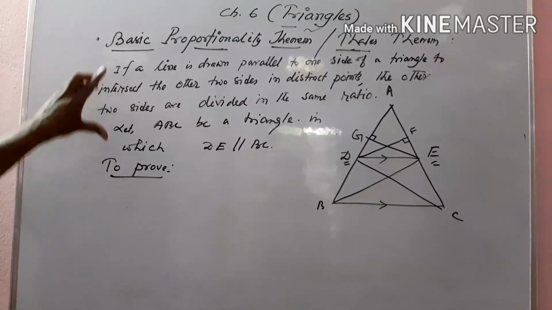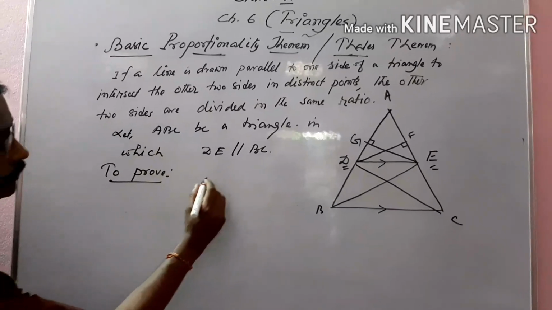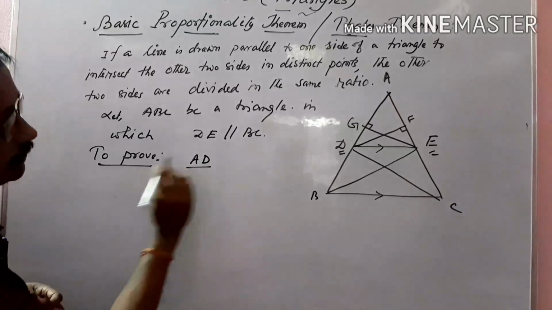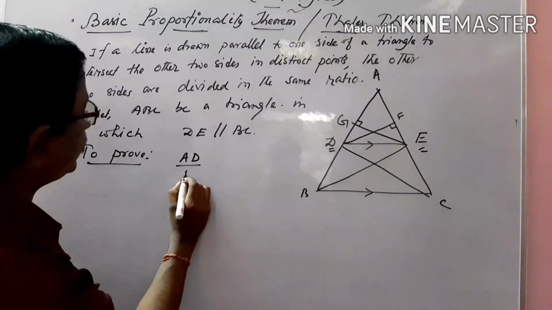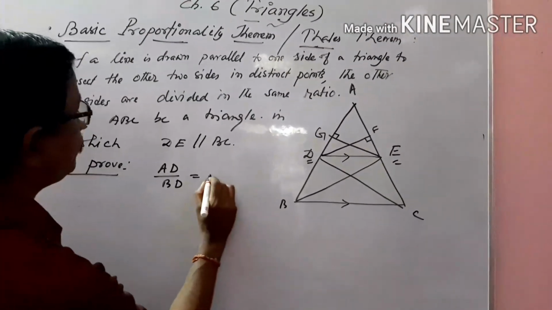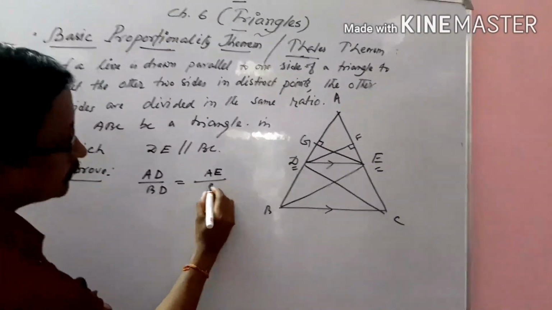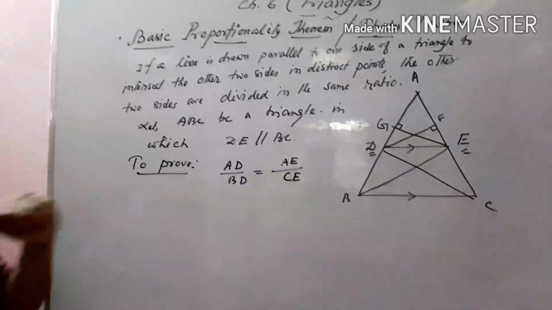Is it clear to you? Okay. Now what to write? We prove there AD by BD, or you can write anything. AD by BD equals AE by EC can write. Okay, we have to prove this one.